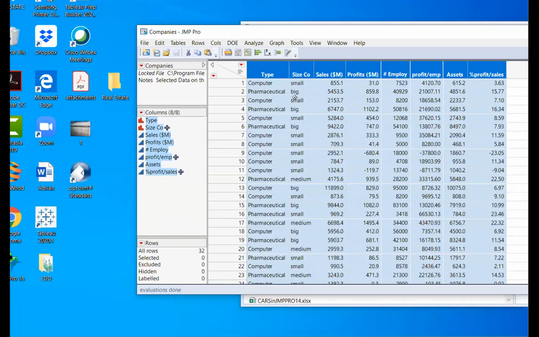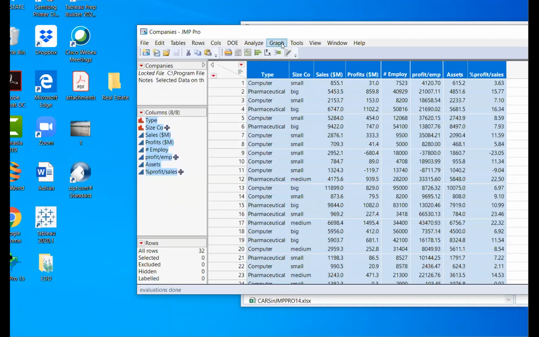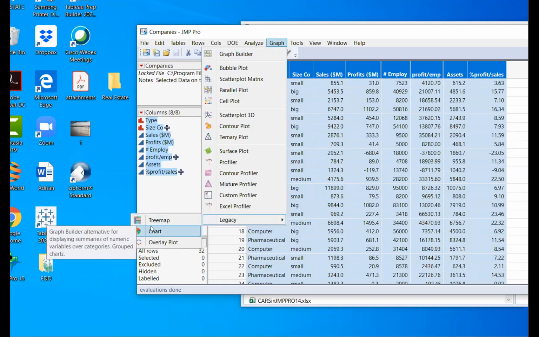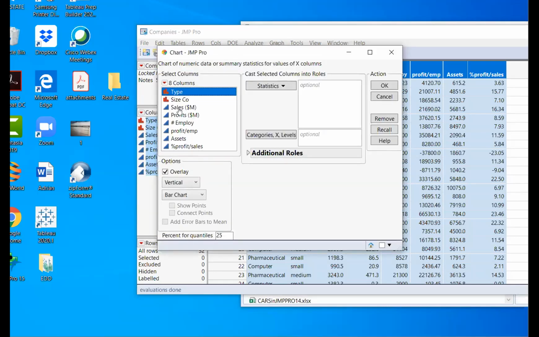How about categorical data? For categorical data, I go to Analyze. There are a few ways to do this. I can go to Tabulate and create a frequency table, or I can go to Graph, Legacy, Chart. I can create a bar chart or pie chart here. All I have to do is select, drag and drop into categorical X. This gives me a bar chart, down left, you can see it.